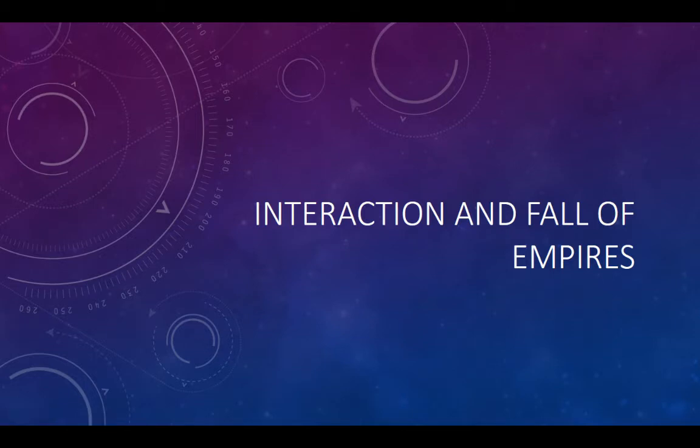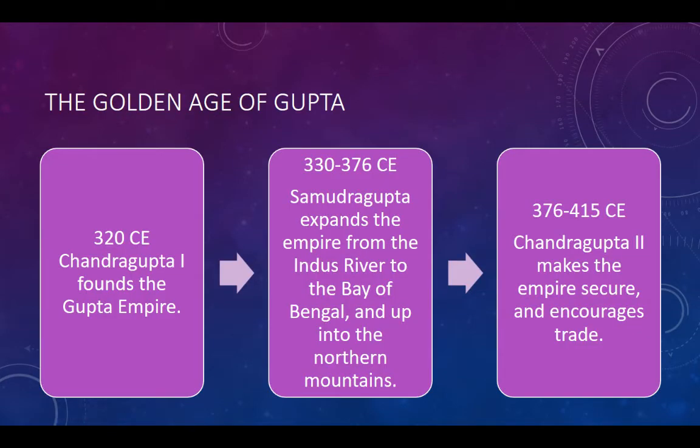Again, continuing our discussion of the interaction and fall of empires, we're going to be focusing on the Gupta Empire. This will be the empire that rises in what will become India, focusing on the Indus and the Ganges River Valley. The Gupta Empire will first emerge in 320 CE with Chandragupta I founding the empire.